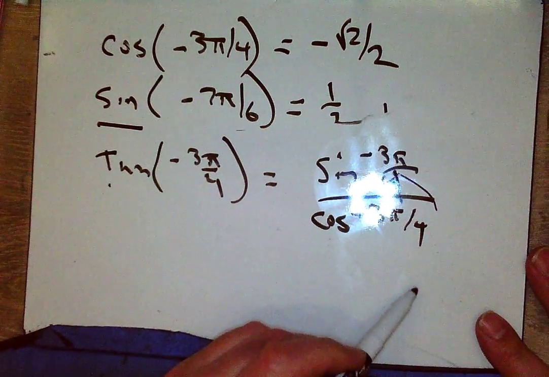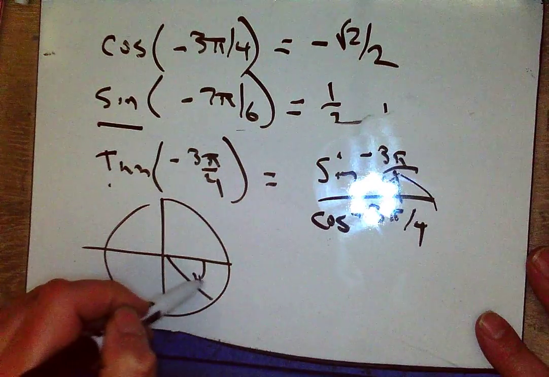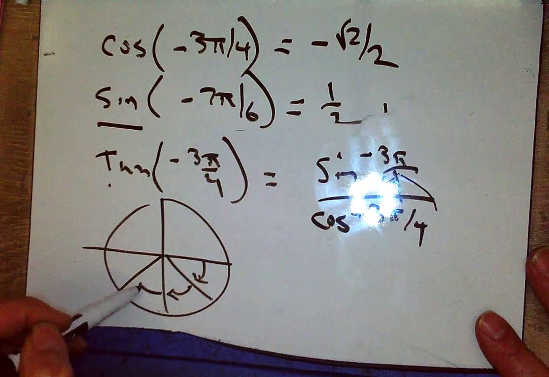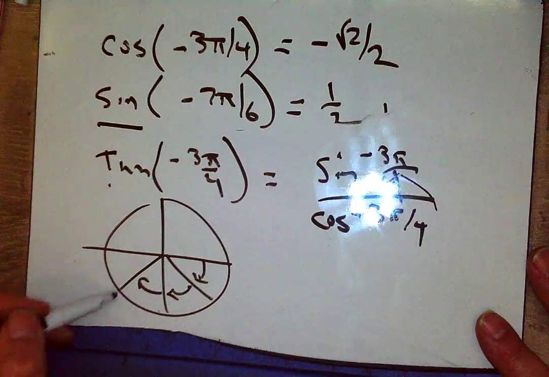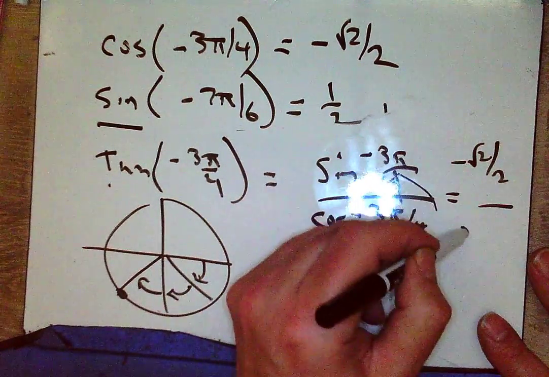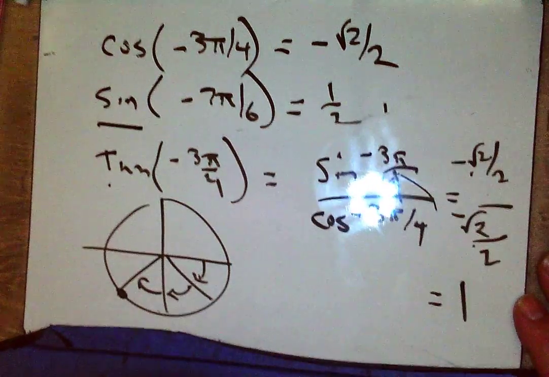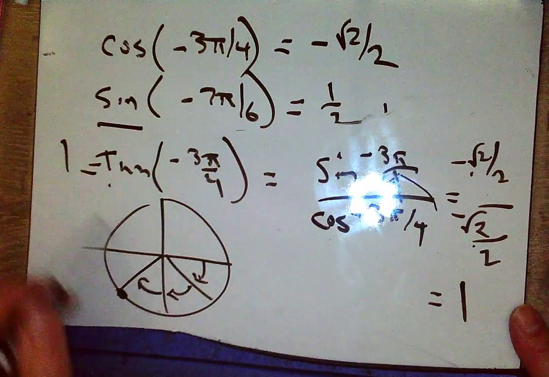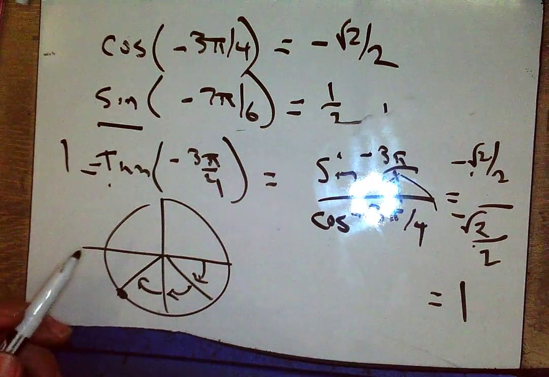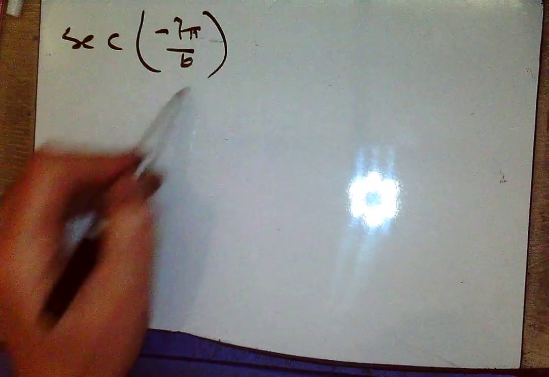The tangent of negative 3 pi over 4. Well, where's negative 3 pi over 4? 1 pi over 4, 2 pi over 4, negative 3 pi over 4. Okay, so I know that both of these are negative root 2 over 2. A number divided by itself, we're calling that 1. So tangent of negative 3 pi over 4 is 1. Excellent. How about secant of negative 7 pi over 6?